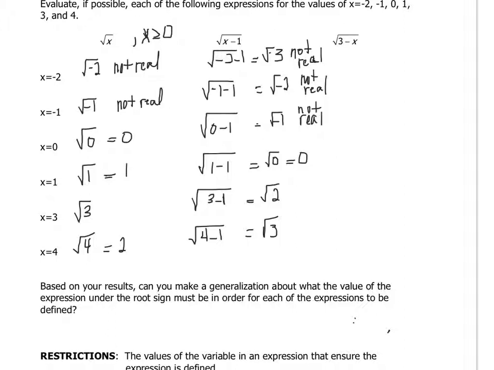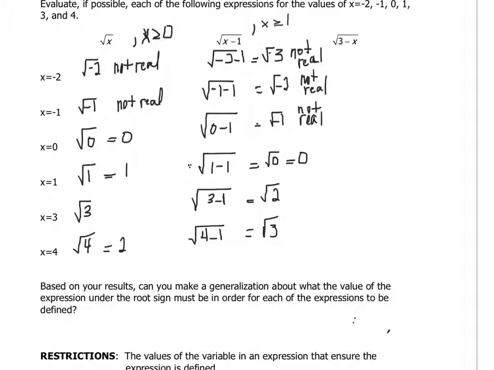So if we look at the values for this expression where it was defined, it seems to be once we got to x equals 1, everything bigger than 1 seemed to work, but the numbers less than 1 did not. So to describe where this was defined, it would be x bigger than or equal to 1 that would allow this expression to be defined.